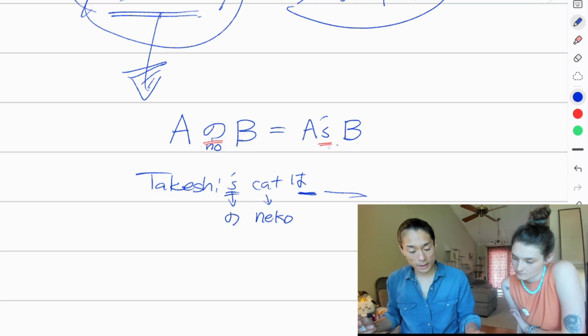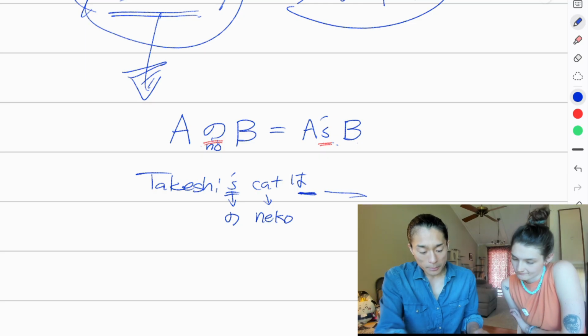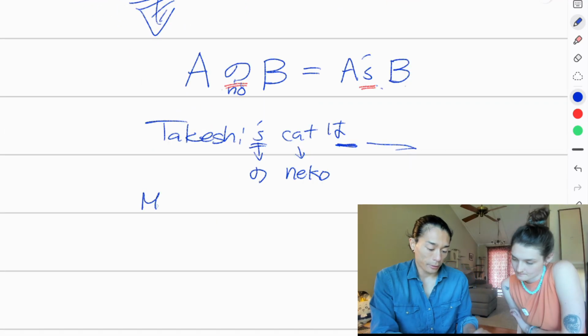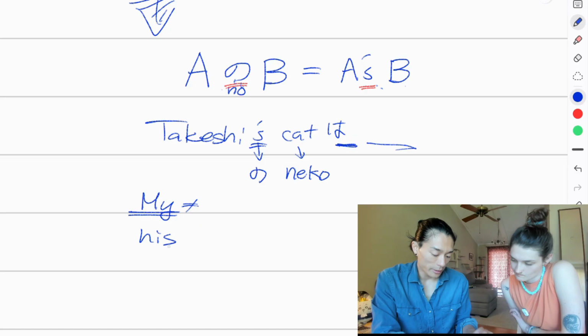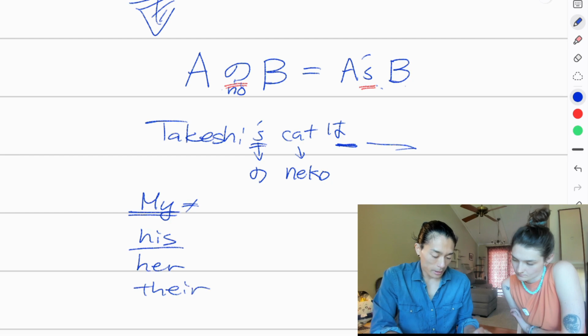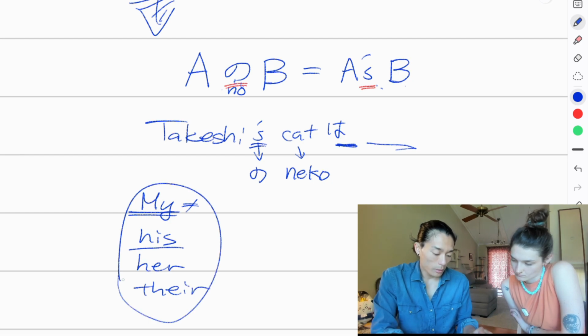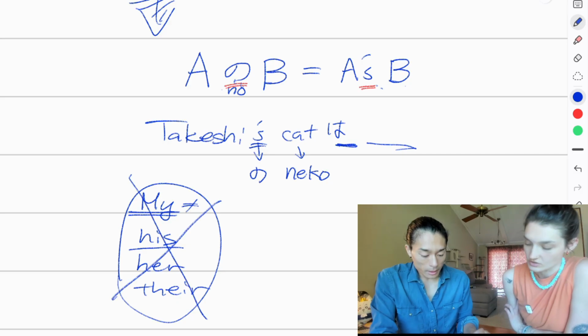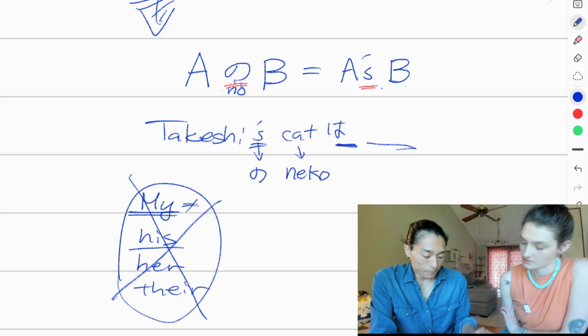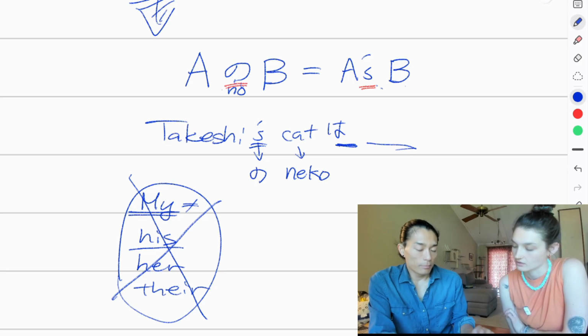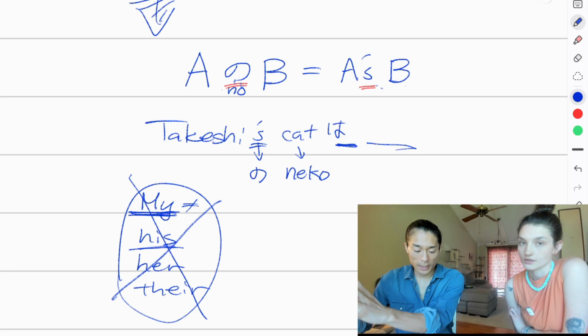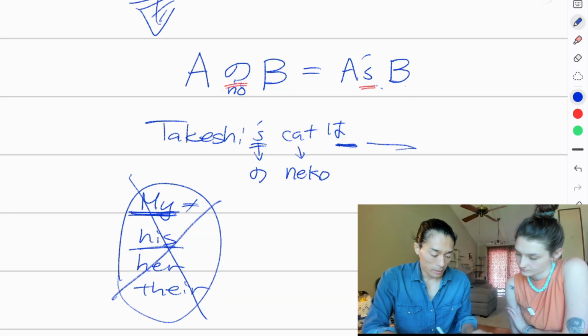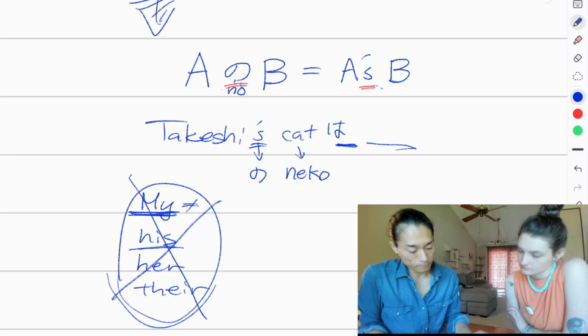Let me explain a little bit more in detail. In Japanese, we don't have the word or literal translation of the word my, nor do we have other variations like his, her, their, these words. So like pronouns with possession. Like my cat, his cat, her cat, right? The possessive version of the pronouns we don't have.